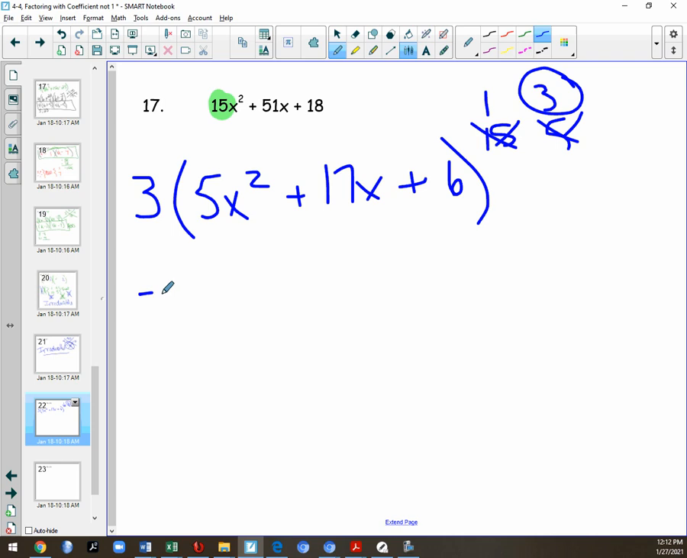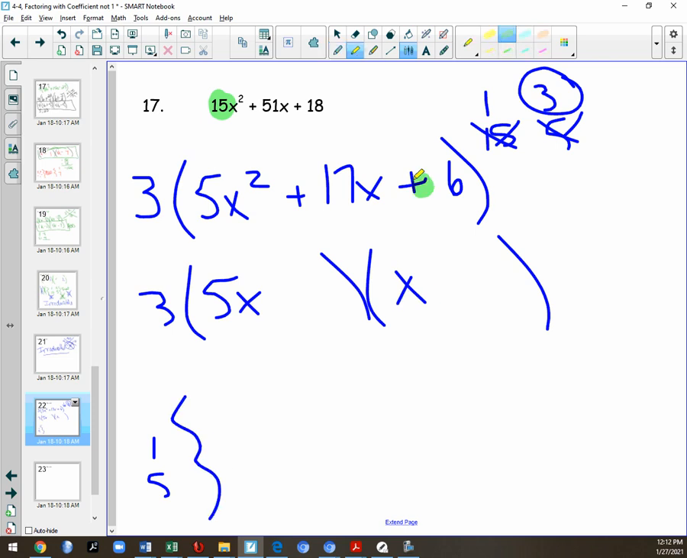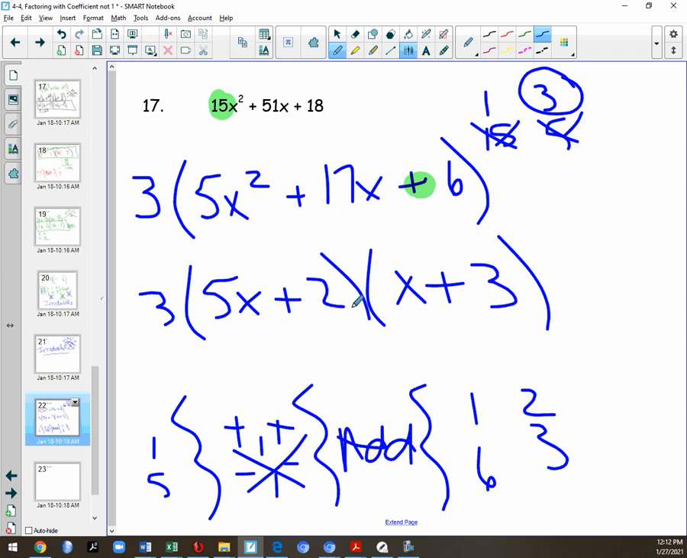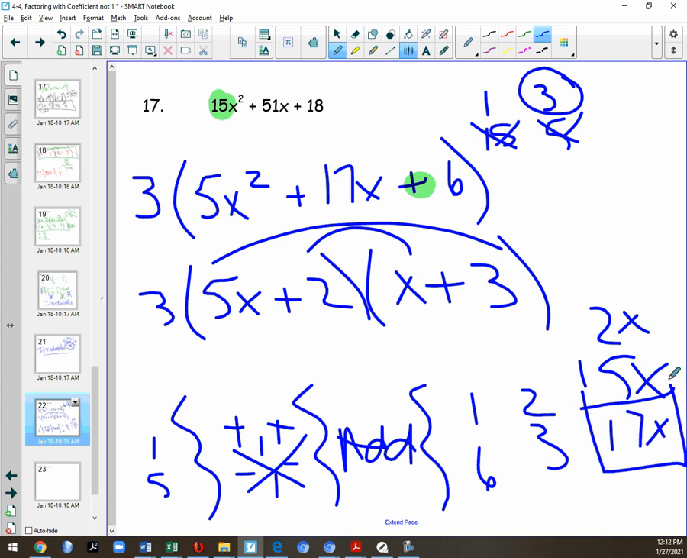So now I'm going to factor this into two binomials, understanding that my factors of 5 are just 1 and 5. So I'm going to use a 5x and an x. I need to have a positive 6, so my signs are either plus plus or minus minus. Look at the middle sign, they have to be plus plus. This also says I'm adding, which means my factors of 6 are 1 and 6 and 2 and 3. I need to get as close to 17 as I can without going over. So am I going to multiply 5 times 2 or 5 times 3? Well, if you said 3, you'd be right. Inner gives me a 2x, outer gives me a 15x to give you a 17x, and you are done.